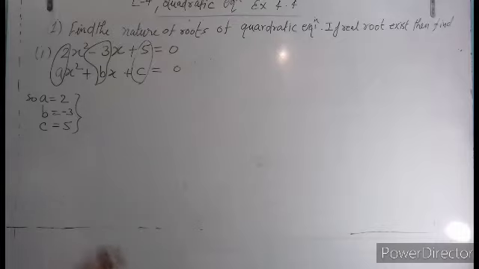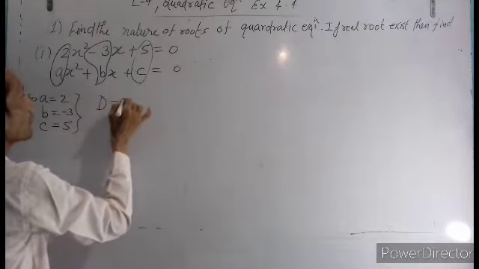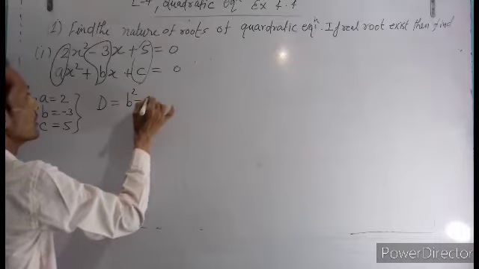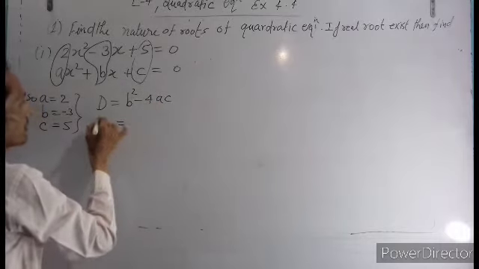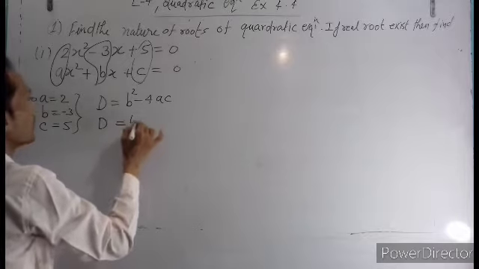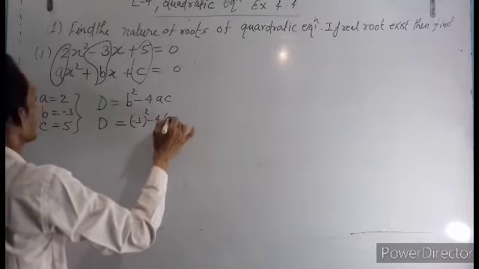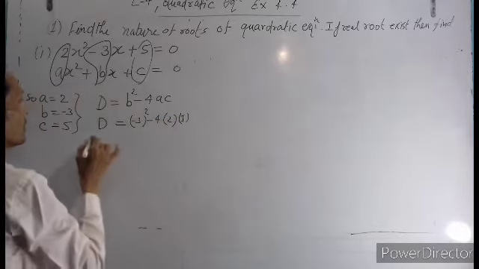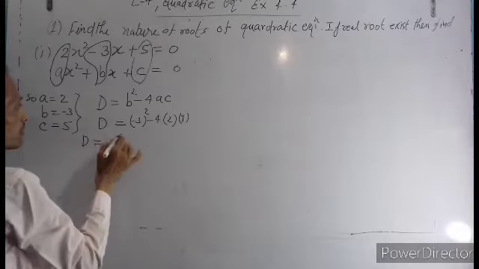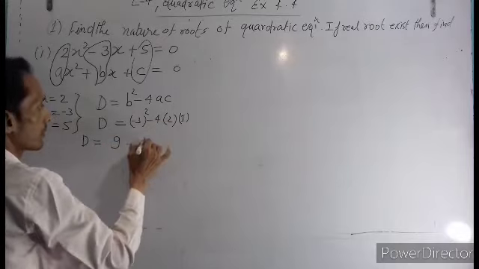For nature, we have to find the discriminant d equal to b square minus 4ac. What is the value of b? Minus 3 square minus 4, a is 2, c is 5. Okay, d equal to what? 3 square is 9 minus 4 times 2 is 8, times 5 is 40.